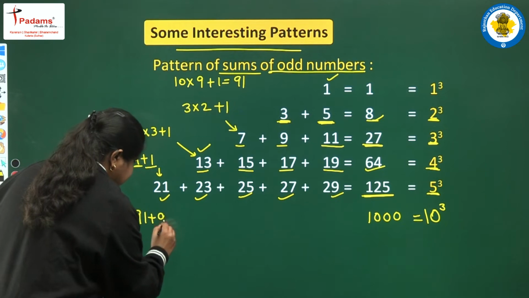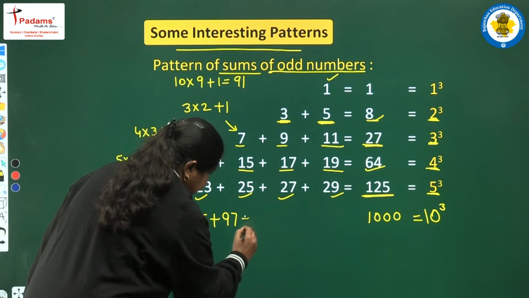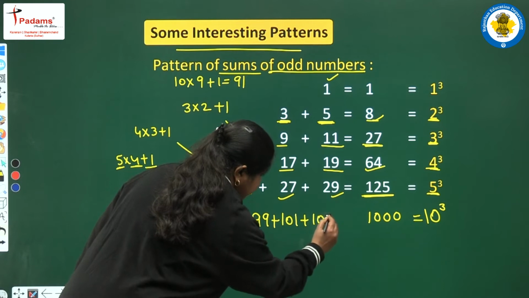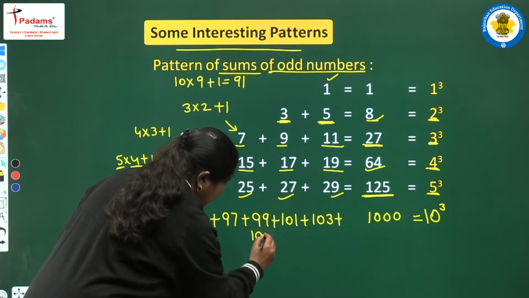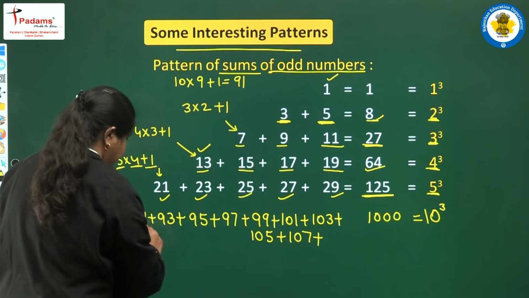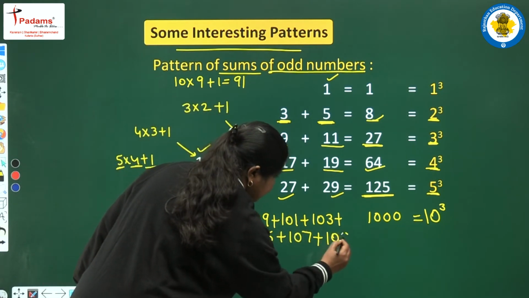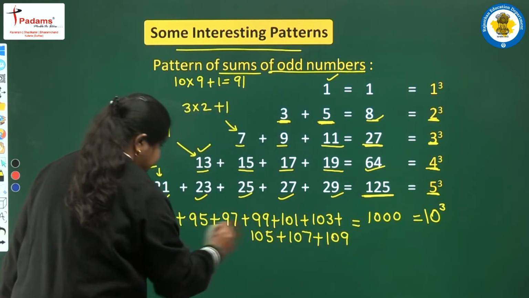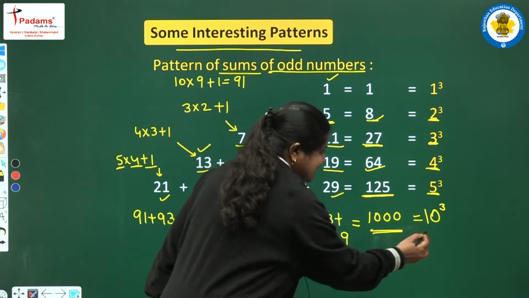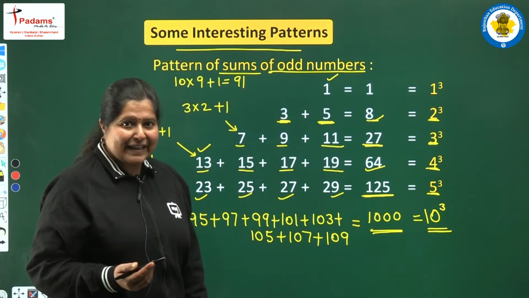91 plus 93 plus 95 plus 97 plus 99 plus 101, 103 plus 105 plus 107. How many we have written? 1, 2, 3, 4, 5, 6, 7, 8, 9 and one more. And you will see that after adding these numbers, it will be equal to 1000 and this is nothing but 10 cube. तो इस तरह से एक interesting pattern मिल गया हमें.